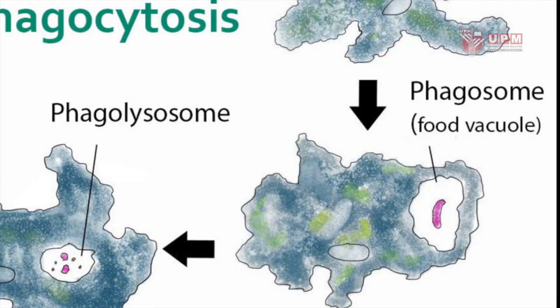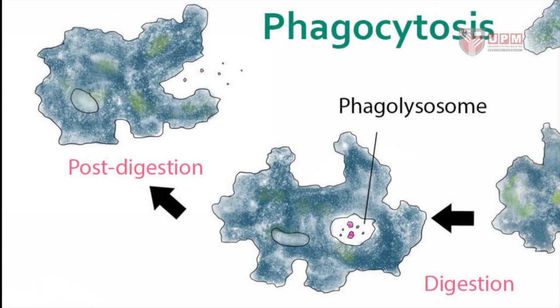The cell membrane extends and pinches off to form a phagosome. This vesicle matures by fusing with the lysosomes to form phagolysosomes. Lastly, degradation can occur via the action of lysosomal hydrolases that contain H2O2, lysozyme, protease, phosphatase, nuclease and lipase.